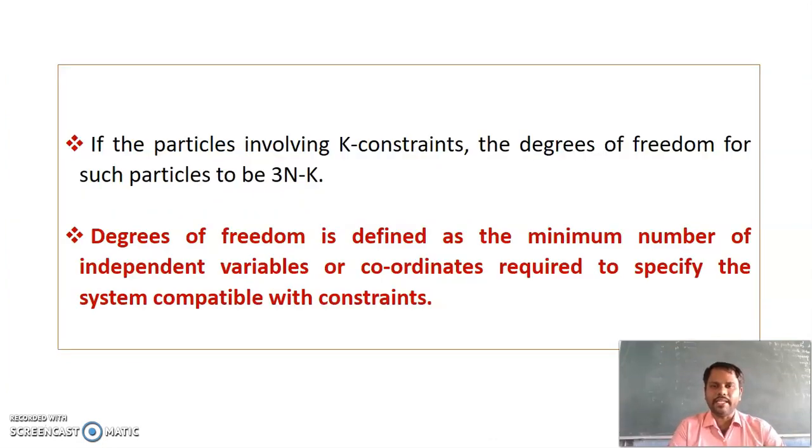Likewise, if a system of n particles involves k constraints, the degrees of freedom for such a system will be 3n minus k. So now we can define degrees of freedom as the minimum number of independent variables or coordinates required to specify the system compatible with constraints. This is degrees of freedom.